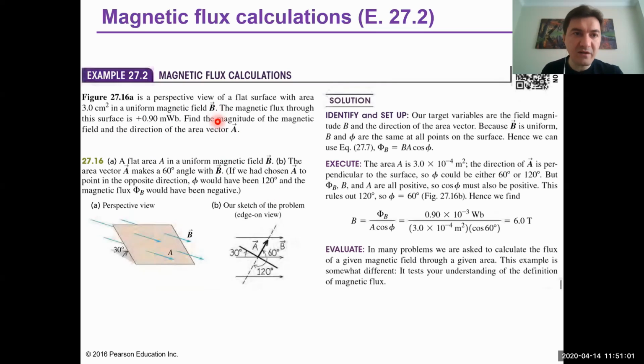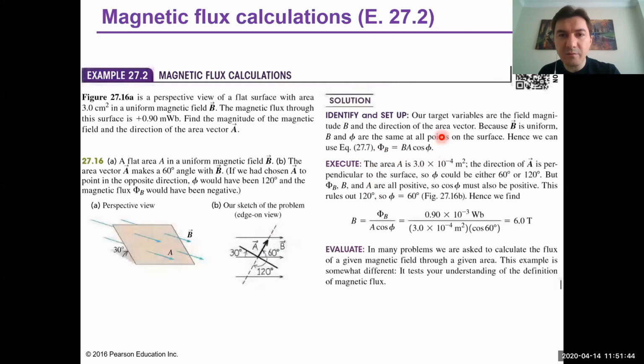So what is given? Area is given, A, okay, and magnetic flux is given. The question is that what is the magnitude of the magnetic field? B is asked, and also direction of the area vector. So we need to know the phi angle between magnetic field and surface normal. So here we have 30 degrees, which is given. If you put it here, okay, 30 degrees here, this is the surface normal, and this is the direction of the B. So the angle between surface and B is given by 60 degrees.